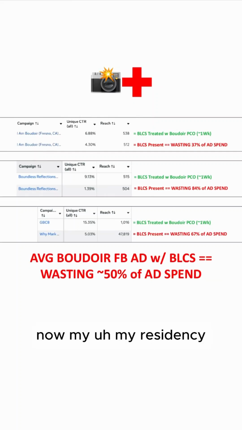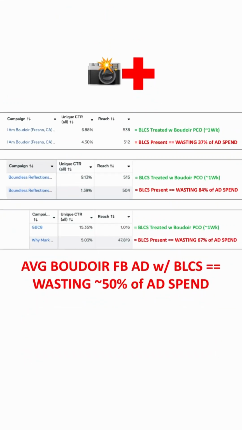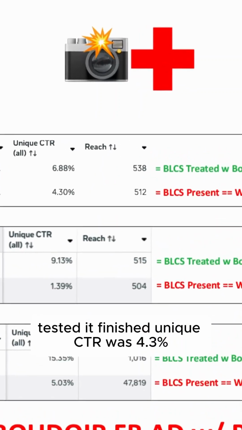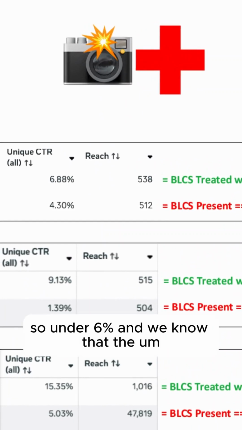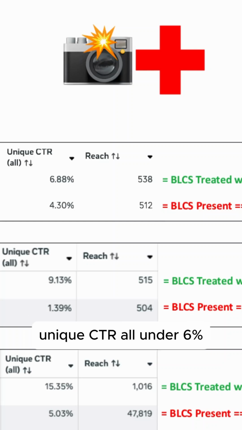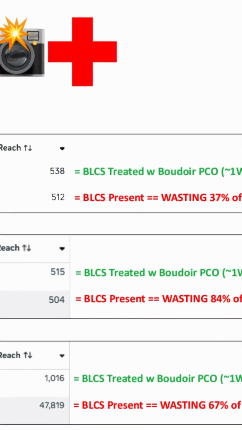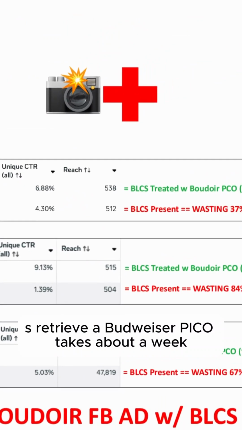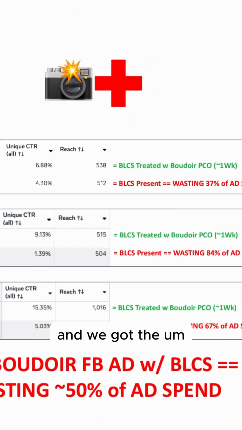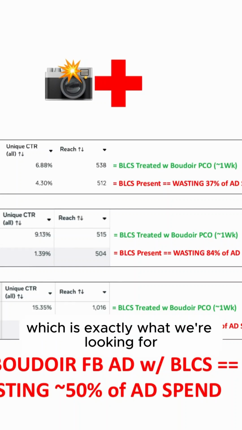Now, in the first part of my residency, I found a boudoir Facebook ad out in the wild and brought it back to the hospital. Tested it, found its unique CTR was 4.3%. So under 6%, and we know that a unique CTR under 6% means BLCS, boudoir low click syndrome, is present. But now we got the solution, boudoir Pico. So we did exactly that. We had BLCS, we treated with boudoir Pico. Takes about a week, and we got the unique CTR up to 6.88%, which is exactly what we were looking for.